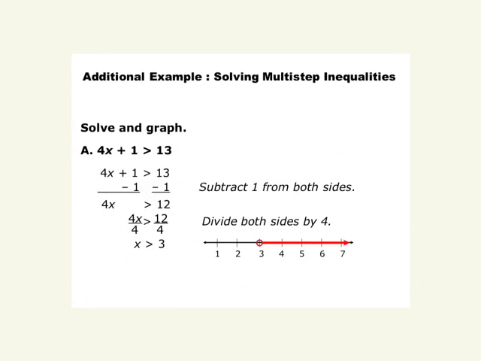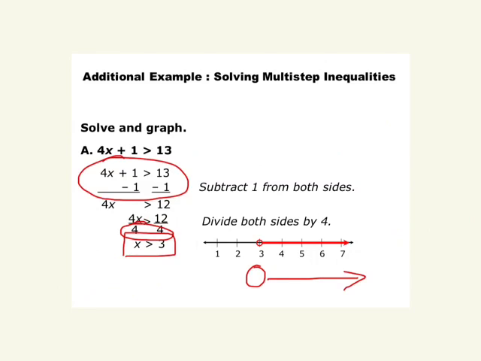Here's another example. Again, solving a two-step equation. We're going to solve by subtracting 1 from each side first, and then dividing by 4. And since we're dividing by a positive number, there's no need to reverse the sign, so I just get x is greater than 3. Again, since it's greater than, it's going to be open and shaded to the right, because the numbers that are greater than 3 are to the right on the number line.